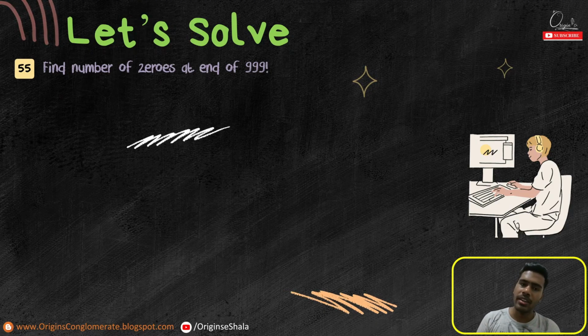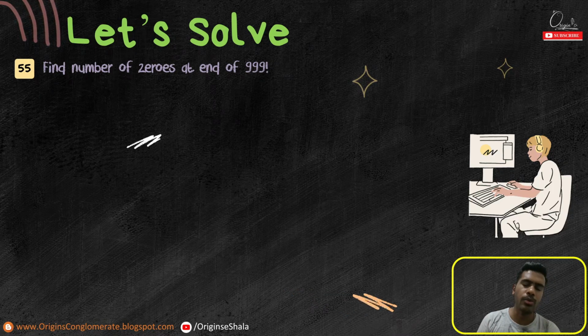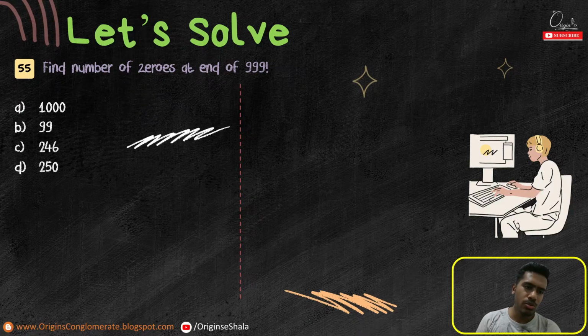Find the number of zeros at the end of 999 factorial. The same example that I was talking about at the beginning. So here are your options. Now please go ahead, pause the video and try it yourself while I prepare the solution for you as well.